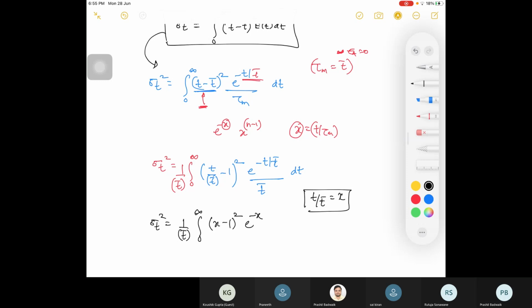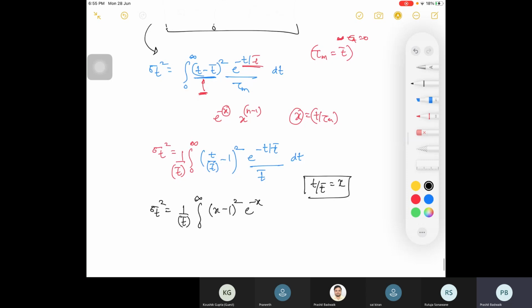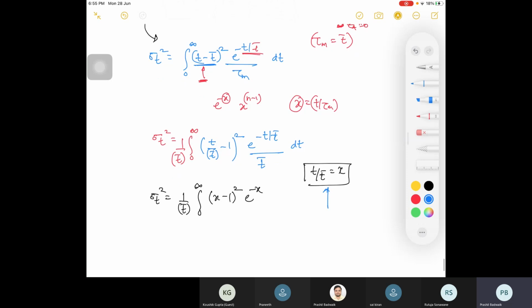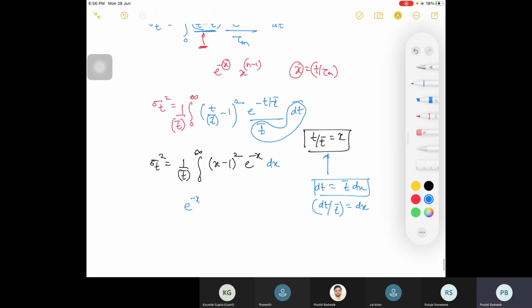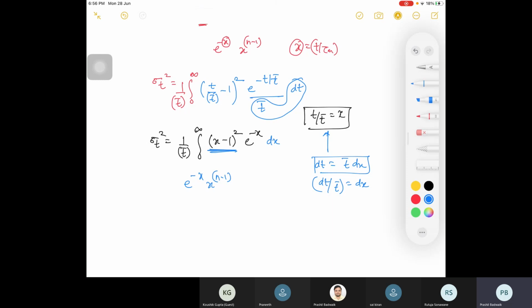And then you need to convert into dx term. So your dt will be equal to t mean into dx, right? So dt divided by t mean is equal to your dx. This is your equation now, and you know e power minus x, x to the power n minus 1. Okay, so please expand this.